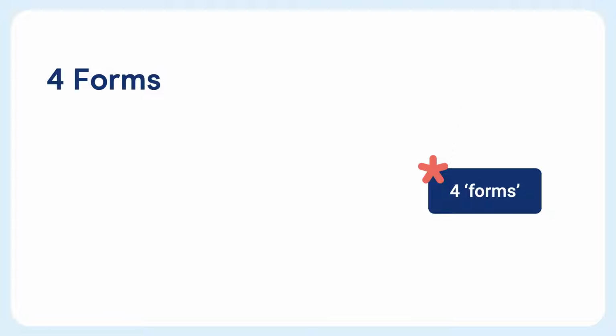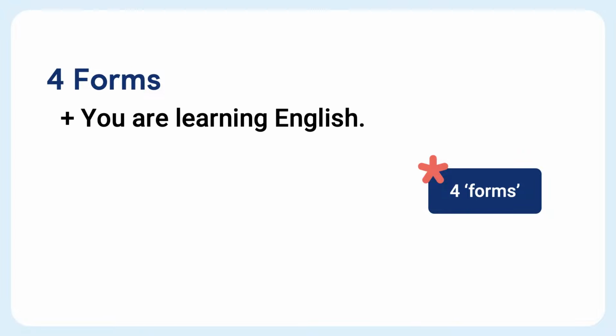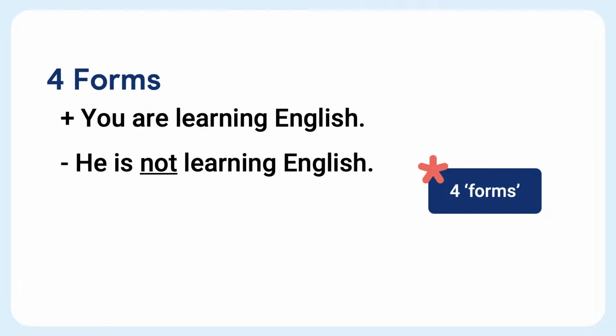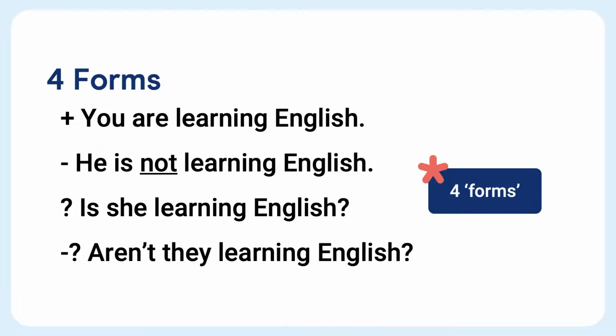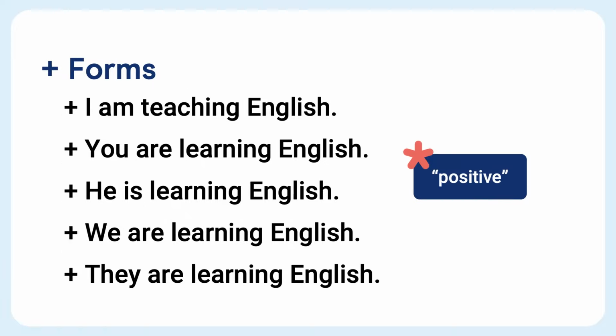4 forms. So again, we have the positive form. You are learning English. We have the negative form. He is not learning English. We have the question form. Is she learning English? And we have the negative question form. Aren't they learning English? So we've already looked at the positive form. I am, you are, he is, we are, they are.